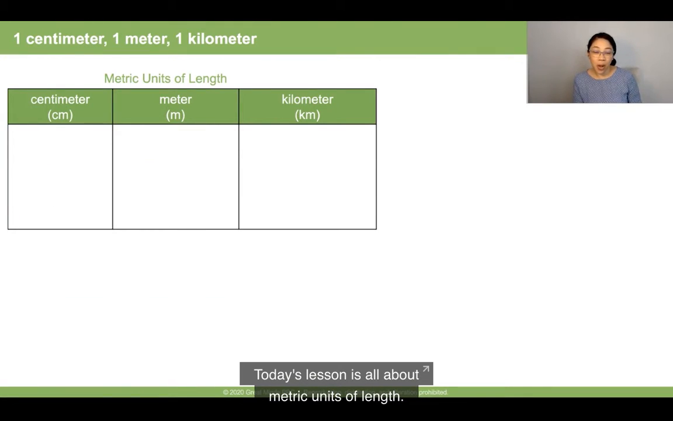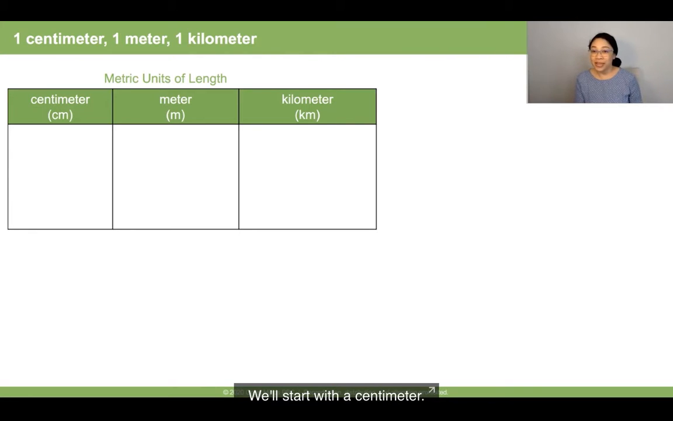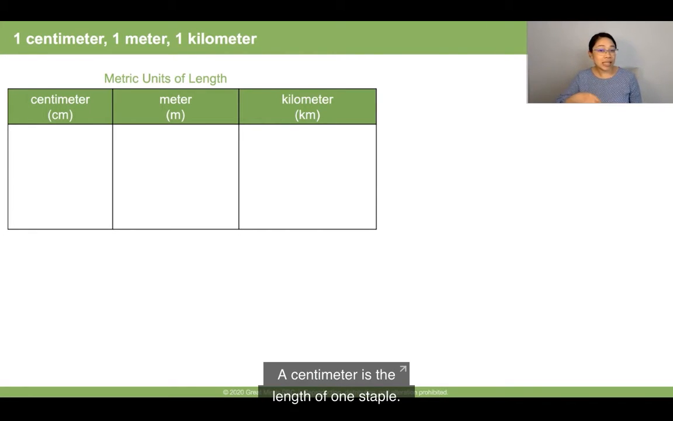Today's lesson is all about metric units of length. We'll start with a centimeter. A centimeter is the length of one staple.